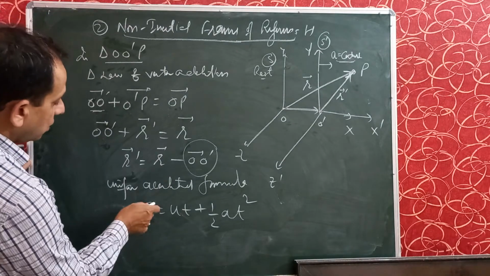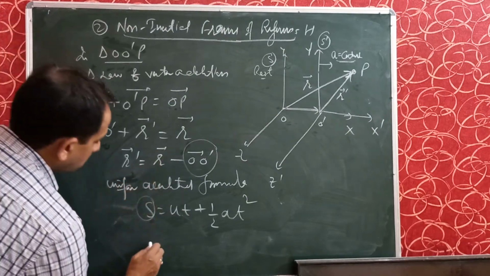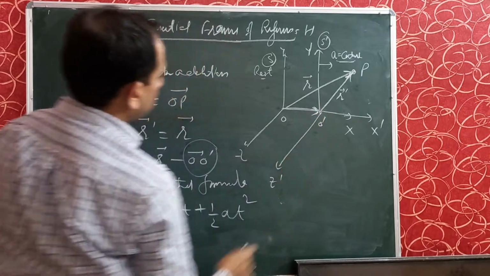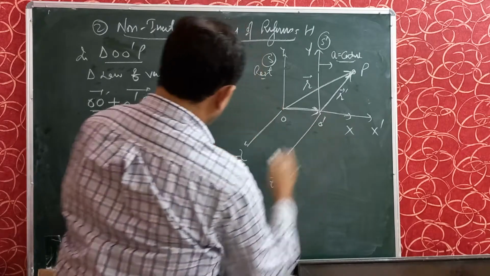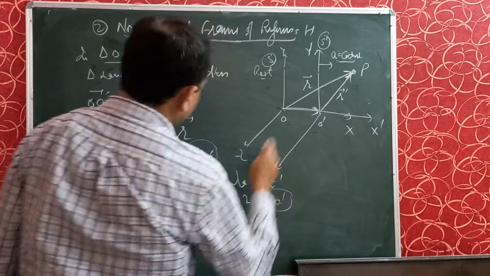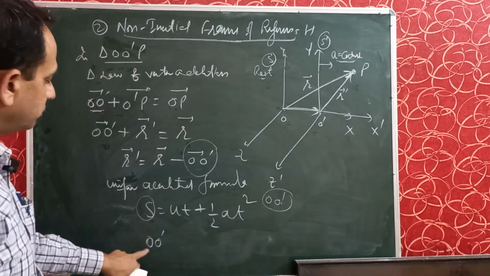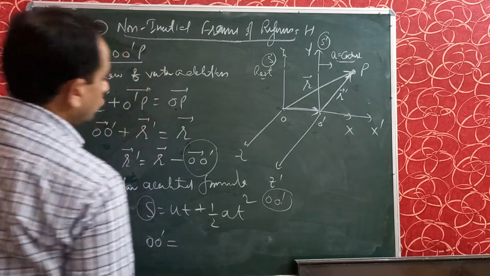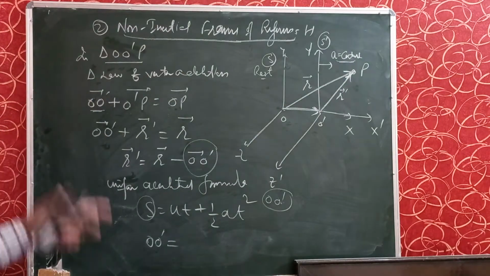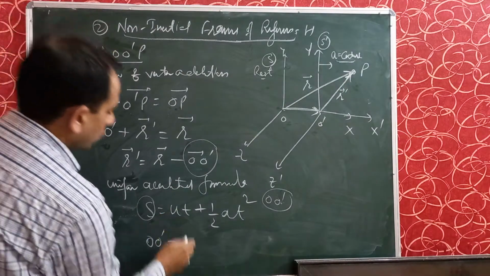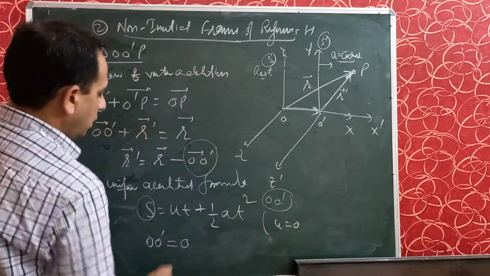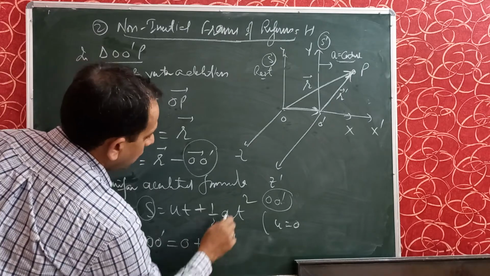Here s is distance. So what is the distance? The distance is O O dash, because the distance is this. I am applying this formula for these two points, because it is a two-point formula. The two points are O and O dash. So the distance is O O dash, and in ut, what is u? You know that when there is constant acceleration, the velocity some time before was 0. So the initial velocity is 0.